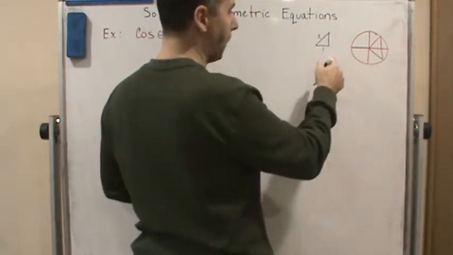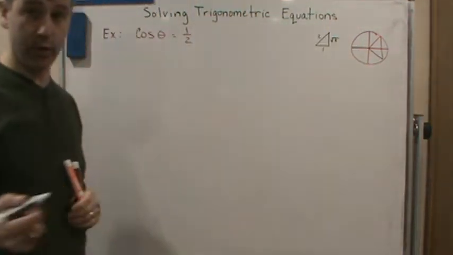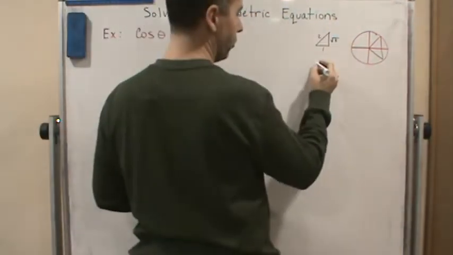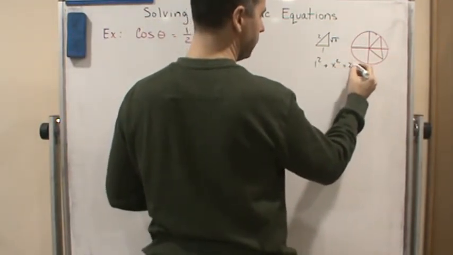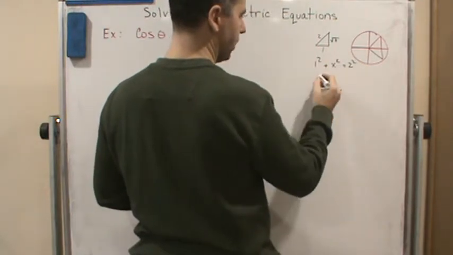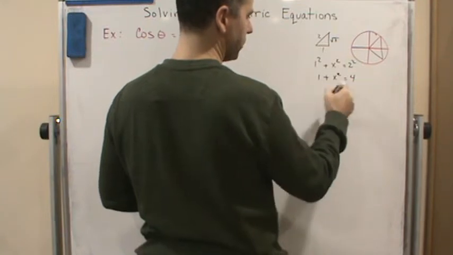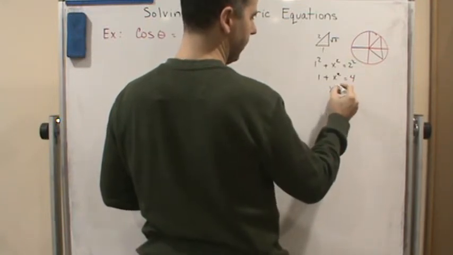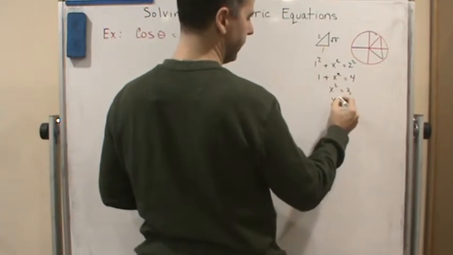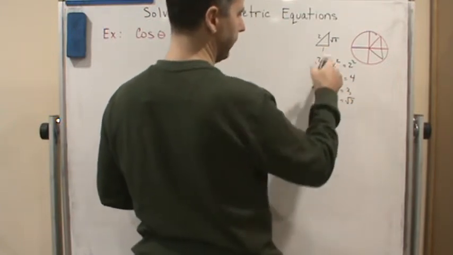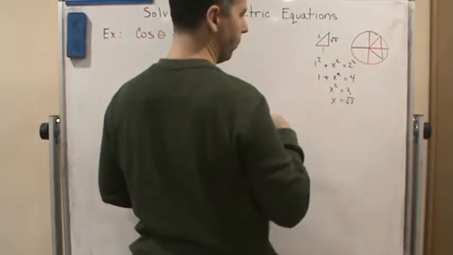Well, that means that this here is going to end up being the square root of 3. Again, do the Pythagorean theorem, right? So we've got 1 squared plus x squared equals 2 squared. So this is going to be 1 plus x squared equals 4. If you subtract 1 from both sides, you get x squared equals 3. And that's where you get x equals the square root of 3. And this is positive, right? So if we're in the first quadrant, this is positive, right?